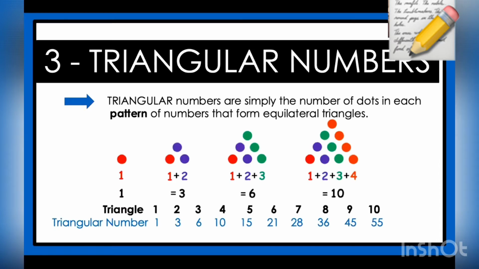Triangular numbers, it's all about patterns. We need to know 1 to 10. So pattern 1 has only 1 dot. Pattern 2 has 3 dots because we added 2. Pattern 3 has 6 dots because we added 3 to the 3, and so on and so on. And we have to learn 1 to 10.